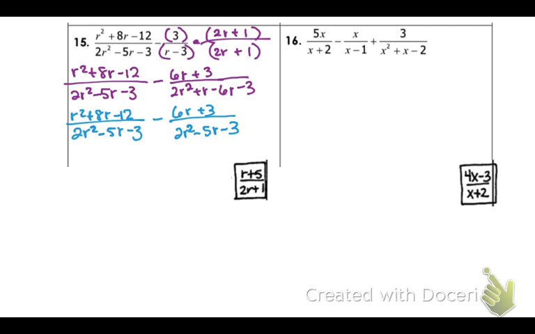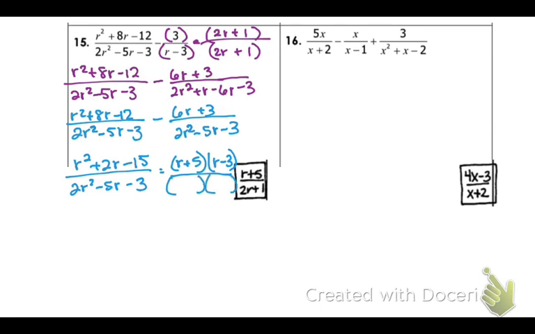Now let's combine our numerators. So we have r squared with nothing. 8r minus 6r is 2r. Negative 12 minus a positive 3, that's going to give me a negative 15, all over 2r squared minus 5r minus 3. So let's factor. This is going to be r plus 5 and then r minus 3. So that's going to give me my positive 2 that I need. Now this one here, we can't factor it yet.